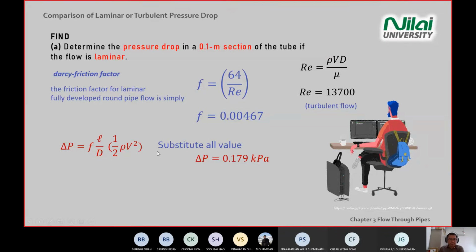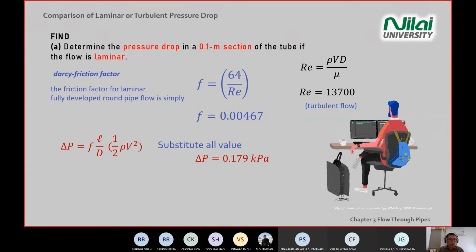Okay. So we have solved for the first one. This is by calculation. All right. So section A is application of the Darcy friction factor equation. f equals 64 divided by Reynolds number. And then we pull out the equation.